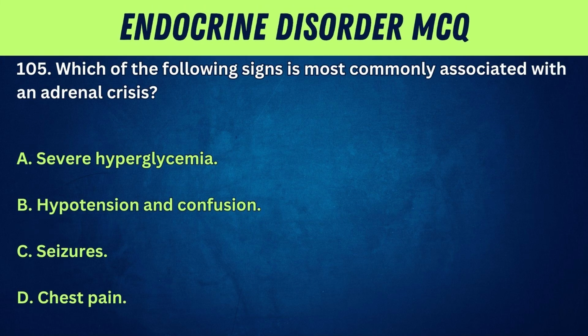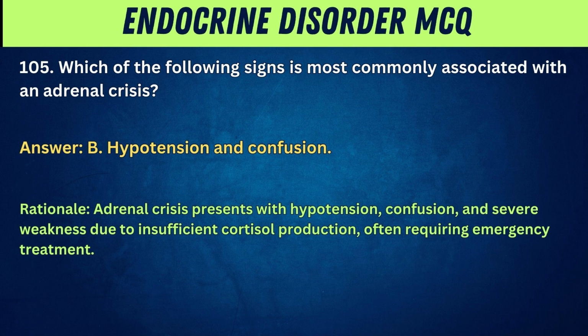105. Which of the following signs is most commonly associated with an adrenal crisis? A. Severe hyperglycemia. B. Hypotension and confusion. C. Seizures. D. Chest pain. Answer: B. Hypotension and confusion. Rationale: adrenal crisis presents with hypotension, confusion, and severe weakness due to insufficient cortisol production, often requiring emergency treatment.